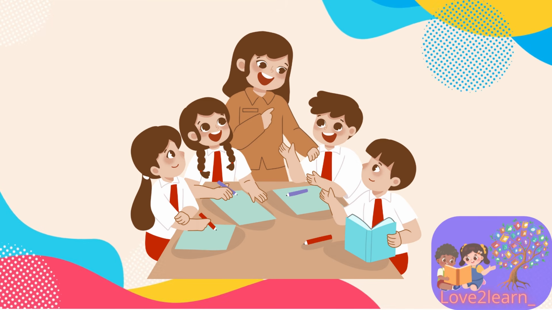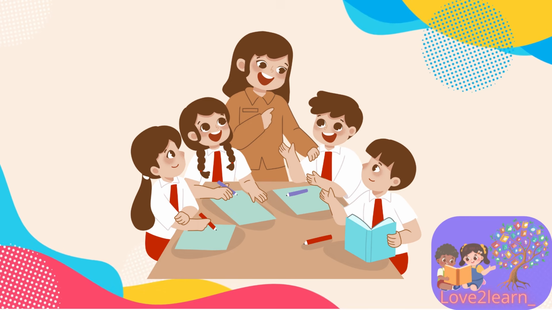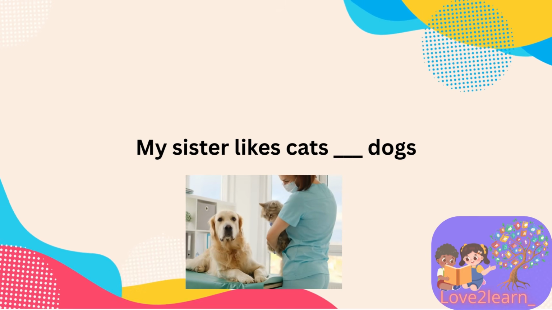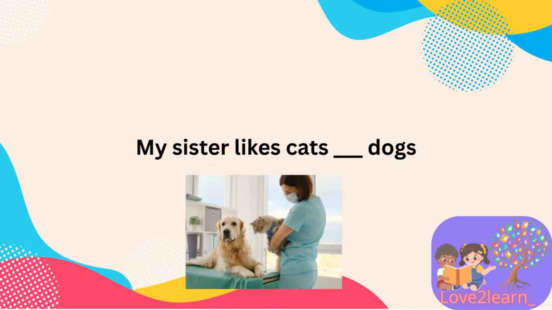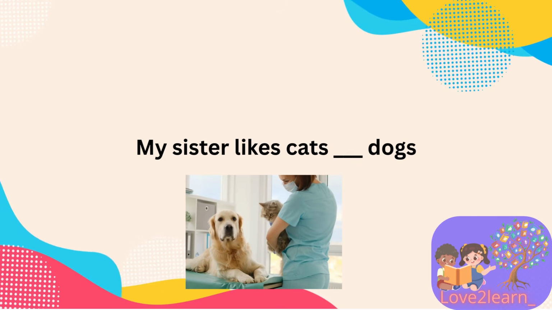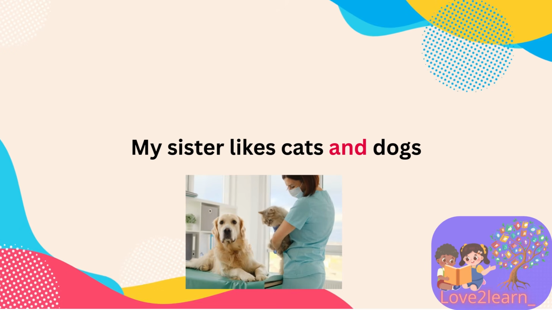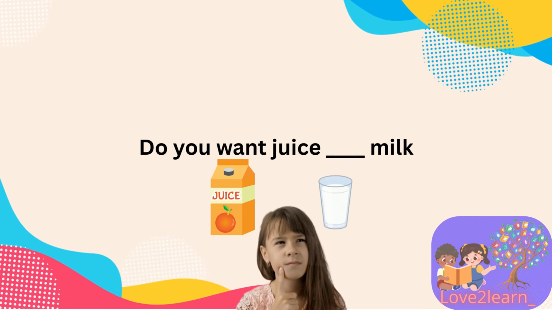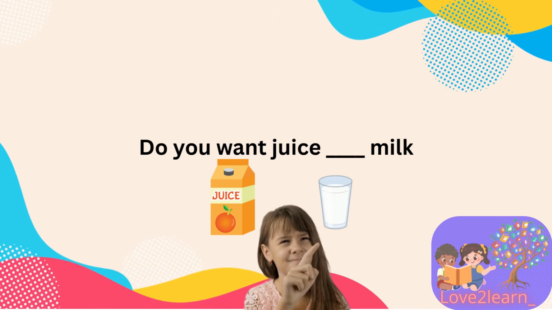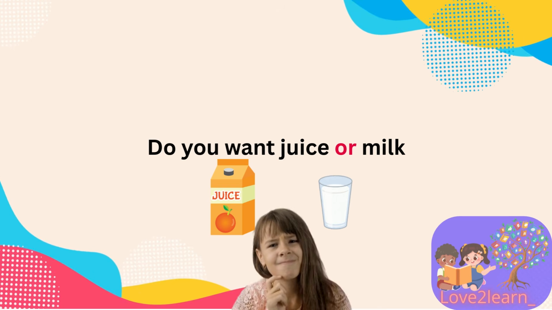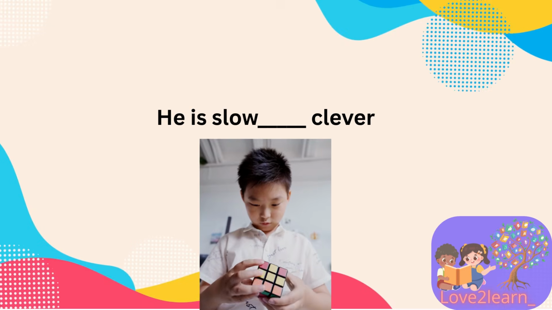Now I am going to show you some sentences. You are going to answer the sentence with the correct conjunction. First sentence: my sister likes cats dash dogs. Yes, my sister likes cats and dogs. Second one: do you want juice dash milk? Yes, you're right. Do you want juice or milk?